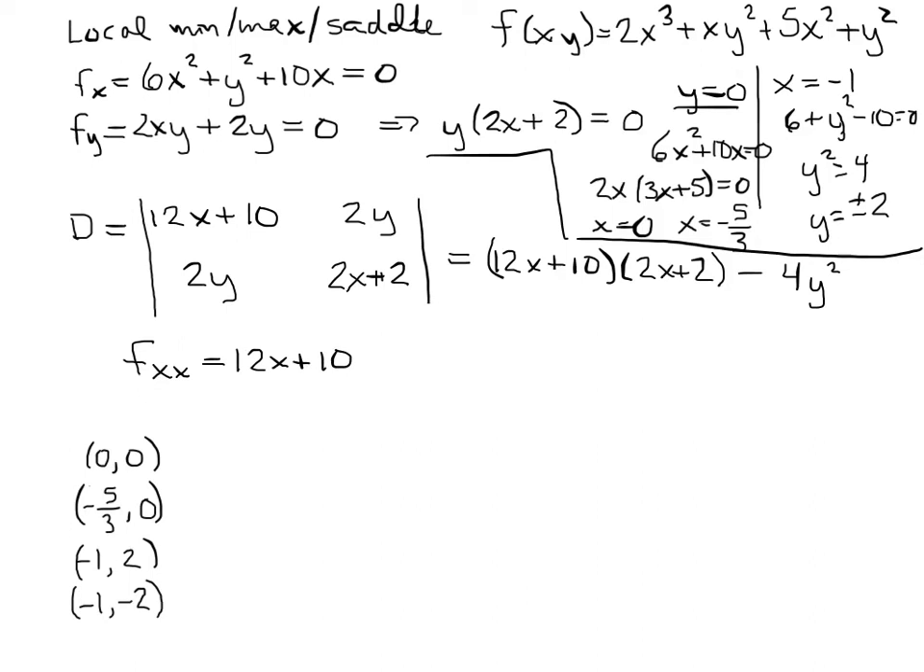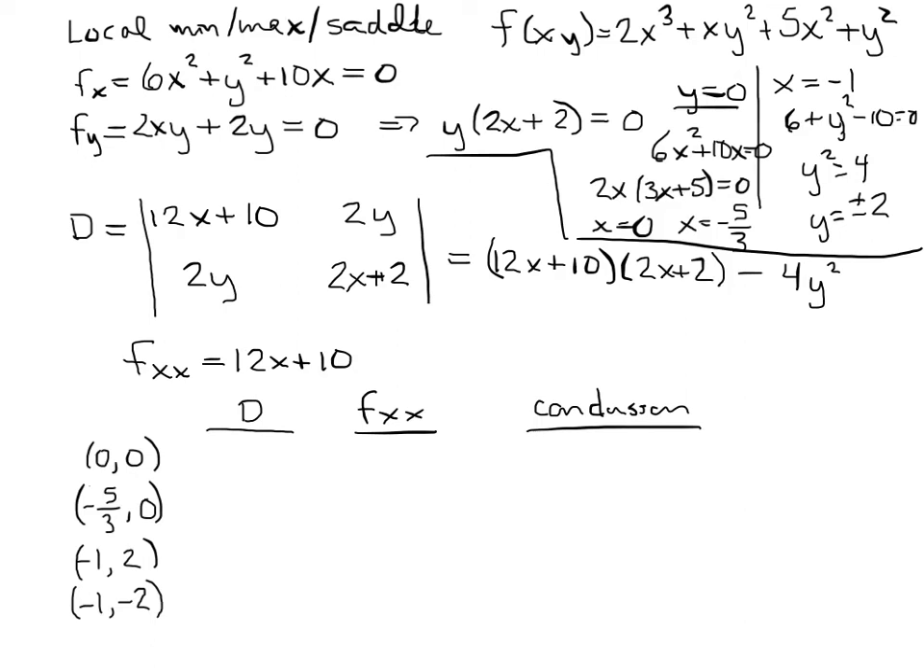Okay, so now we need to, for each one of these, figure out whether D is positive or negative. The second partial, we might need some of that, and then let's make a conclusion about it. A conclusion, is it a local min, a local max, or a saddle point?